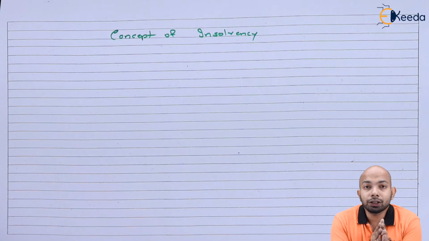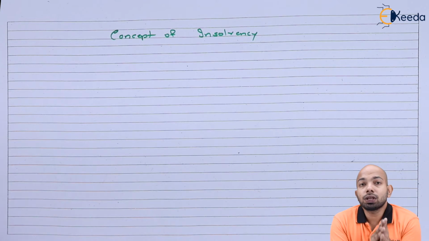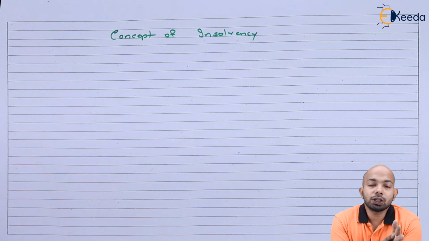So in such a scenario, two things happen. First, the acceptance of the bill that was done by such a person will be dishonored. So you have to pass the dishonor entry in any situation. If it is an endorsement situation, then also you have to pass it. If it is discounted with the bank, then also you have to pass it.